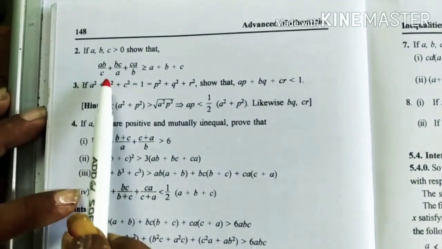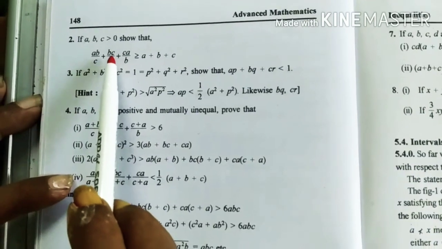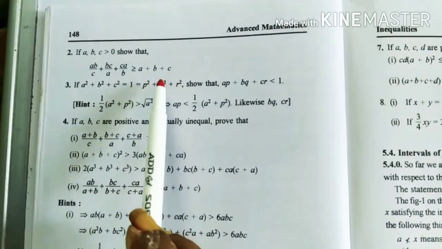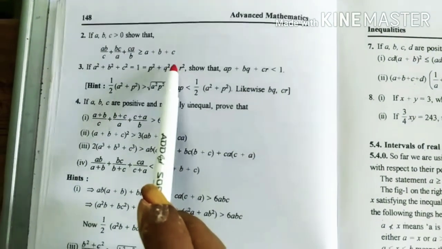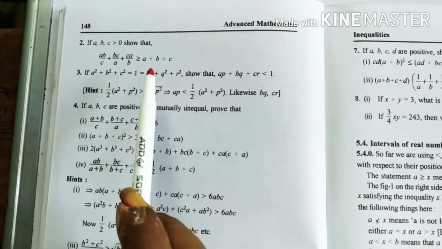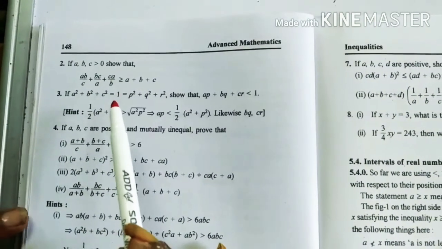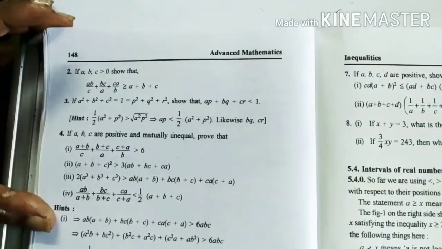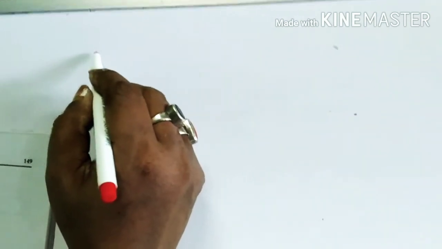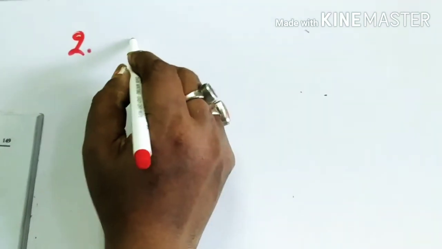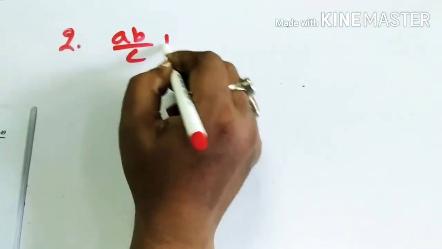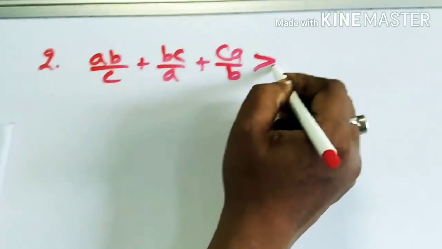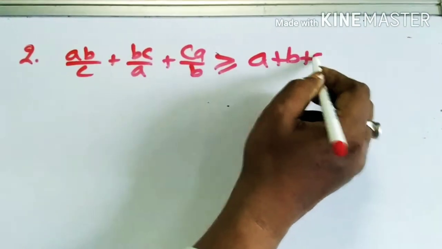A, B, C are greater than 0. We have to prove that AB/C + BC/A + CA/B is greater than or equal to A + B + C. Now again, I am going to apply the same theory, that is, this plus this divided by 2. Question number 2, I have to prove this: AB/C + BC/A + CA/B greater than or equal to A + B + C.